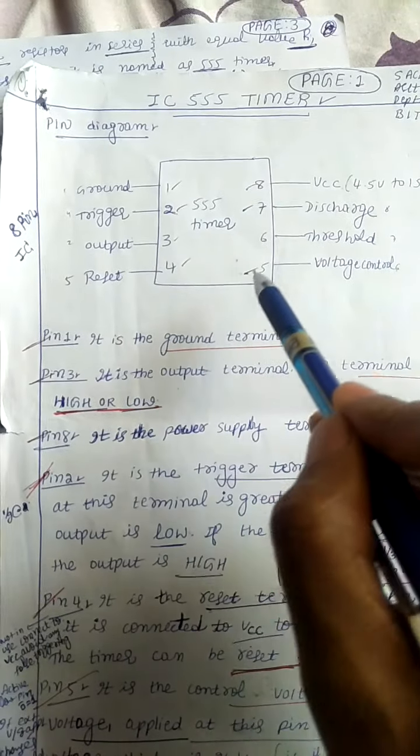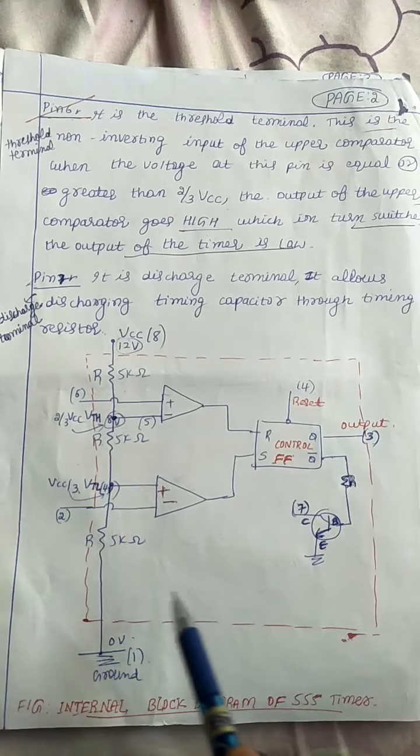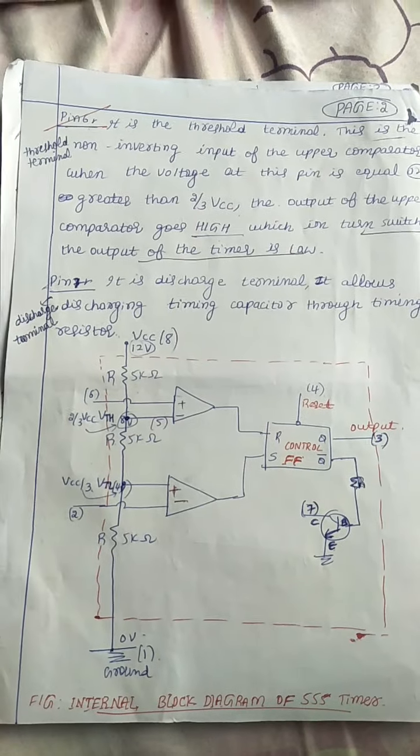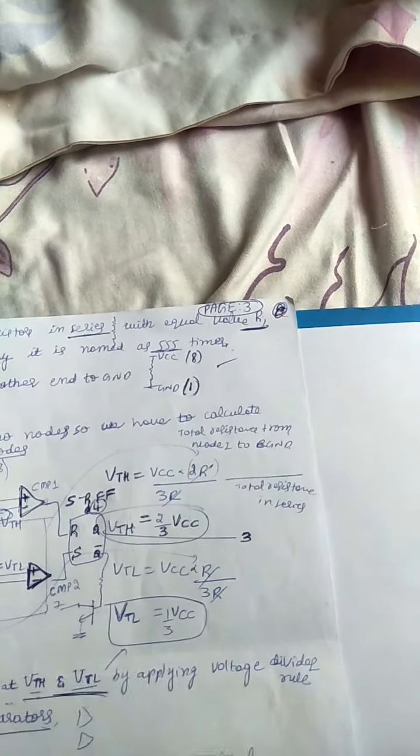Then what are the components inside this 555 timer? So the internal block diagram of the 555 timer is this one. So what does it contain? I will draw the diagram here.